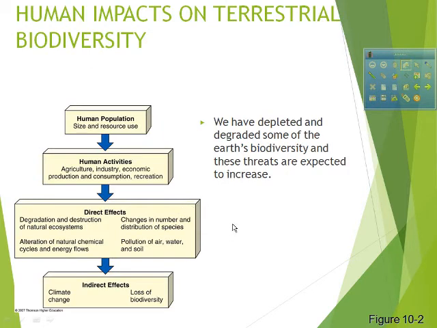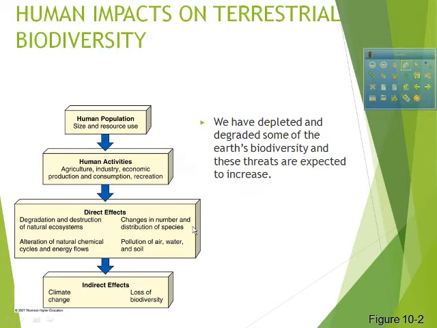Okay, so the impacts that we have on terrestrial, so on land, the biodiversity on land, we are using resources. The more increase we see in our population, the more resources we use. That leads to the activities that we use those resources for. So agriculture, industry, production, consumption, recreation, all of the stuff that we do uses those resources and has impacts on the biodiversity.